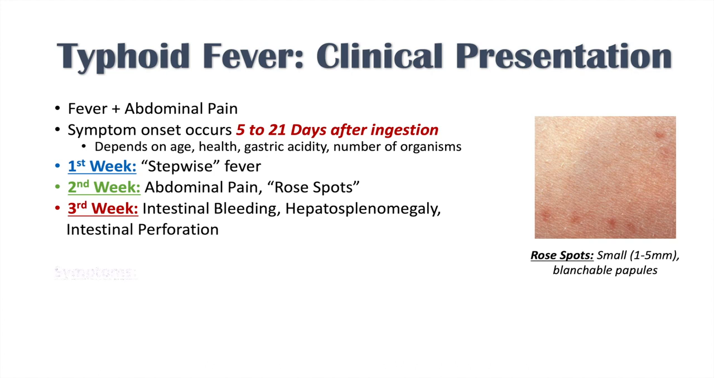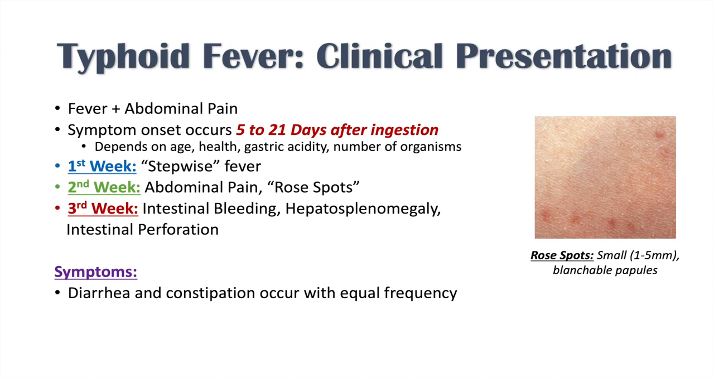Other symptoms of typhoid fever are due to the GI system being affected. So you can see diarrhea or constipation. These seem to occur with equal frequency. So about 50% of the time you'll have diarrhea with typhoid fever. The other 50% of the time you'll have constipation.